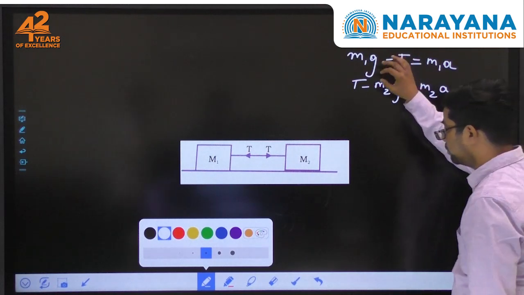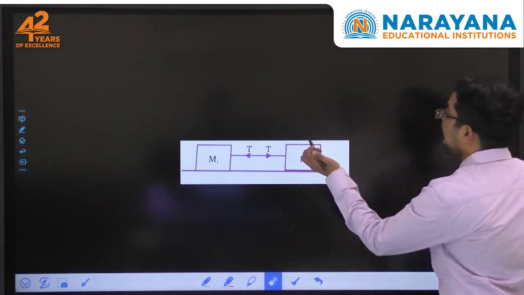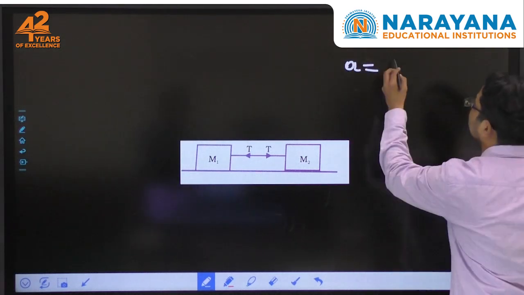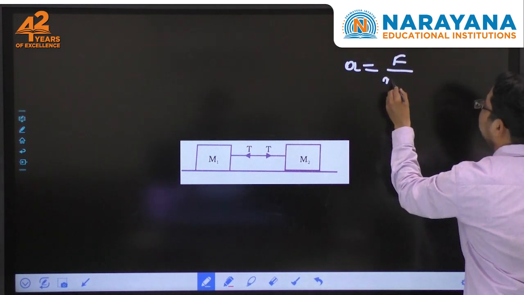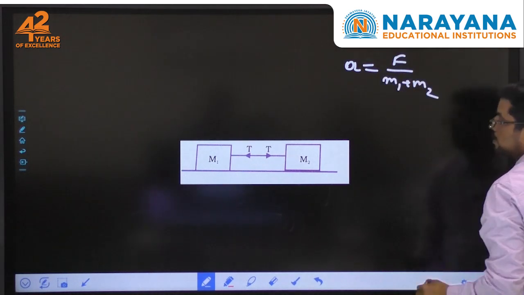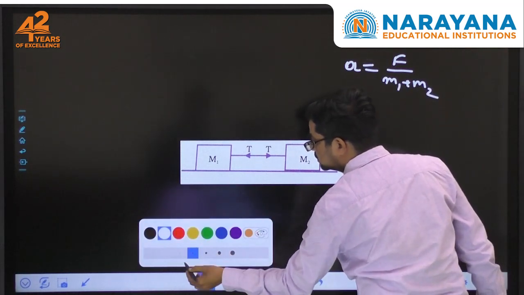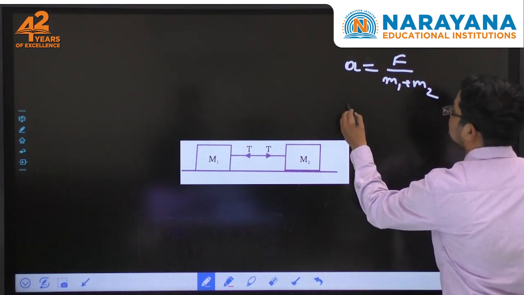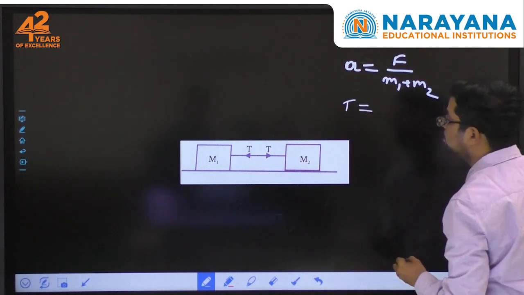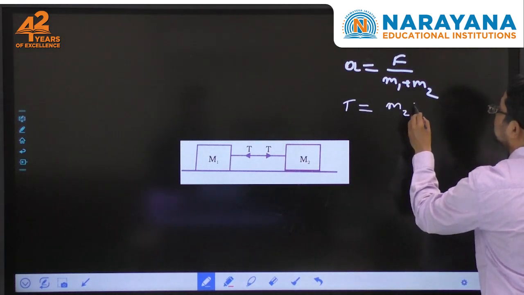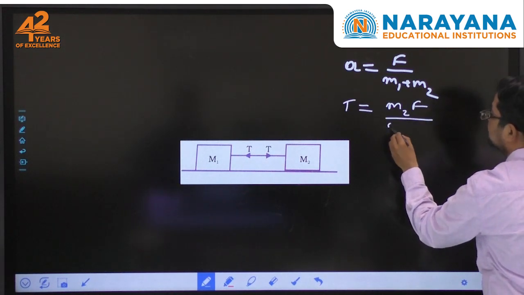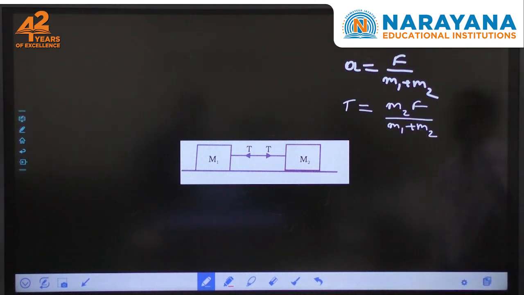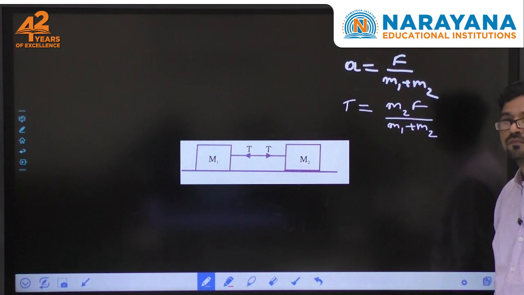Now here, in this case, acceleration a is equal to F by (m1 plus m2). In the same way here, tension T is equal to m2F by (m1 plus m2). So the value of acceleration and tension will be as shown over here. So next one.